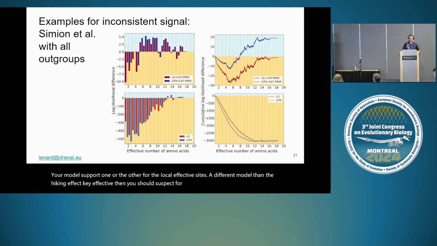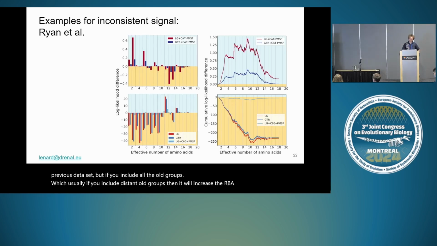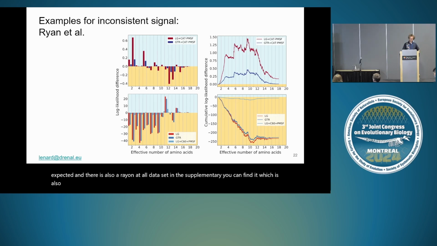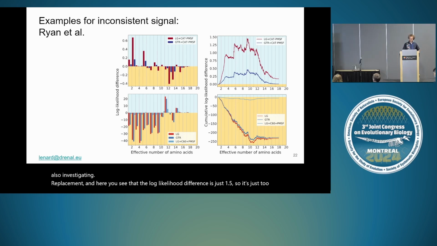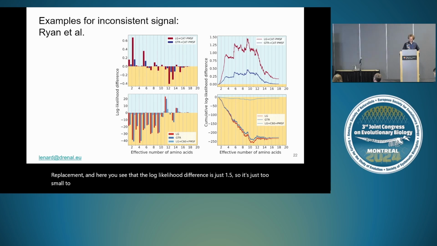This was Simion et al., so the previous dataset, but here we include all the outgroups. Usually, if you include distant outgroups, it will increase your LBA effect, so this was expected. There is also a Ryan et al. dataset, which you can find in the supplementary, also investigating Ctenophora and Porifera placement. And here you see that the log likelihood difference is just 1.5, so it's too small to give a conclusion. But it's the same for the C60 model.